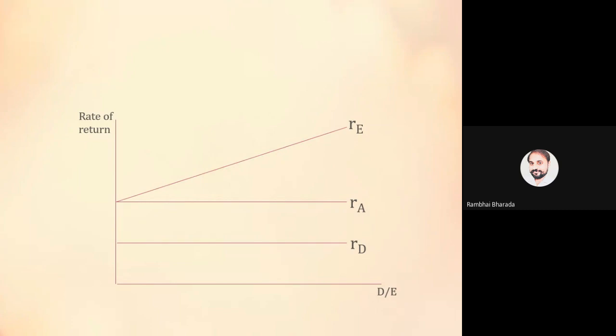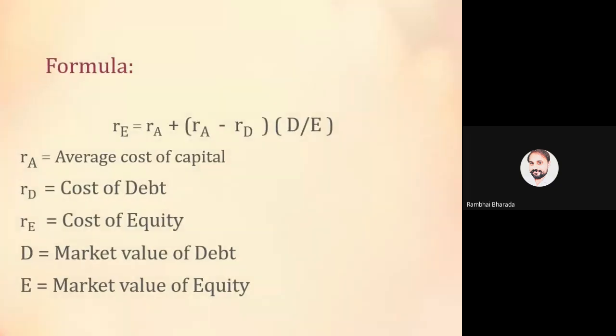What does he say? What does NOI say? Net operating income. As the company uses more debt capital, overall cost of capital remains the same, but the cost of equity will increase because the risk perceptions of investors are higher. Okay, market value remains the same, our cost of capital remains the same. ये clear है? Now see this diagram.